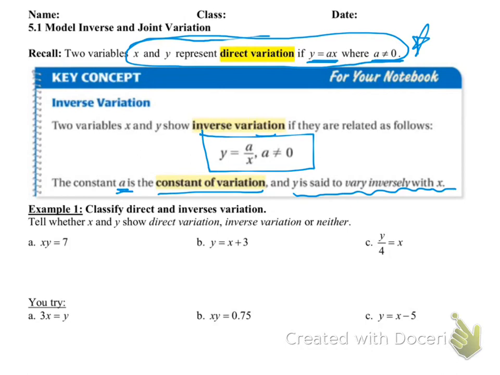In this first section, we're just going to classify as direct or inverse or neither. Okay? So, first things first, we need to solve for y. In a, to get y by itself, divide both sides by x. So I have y equals 7 divided by x. Since I'm dividing 7 divided by x, this is inverse variation.